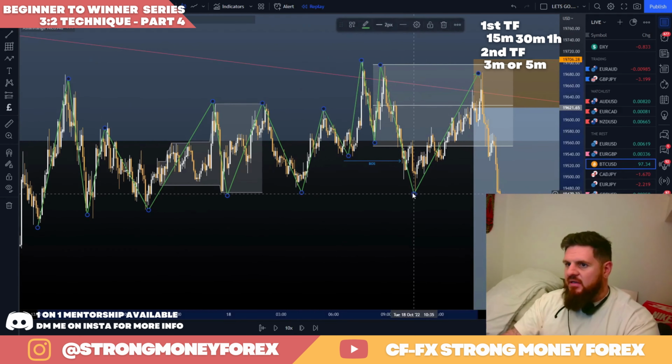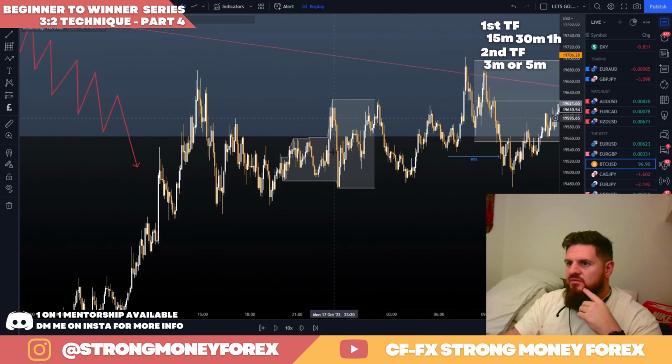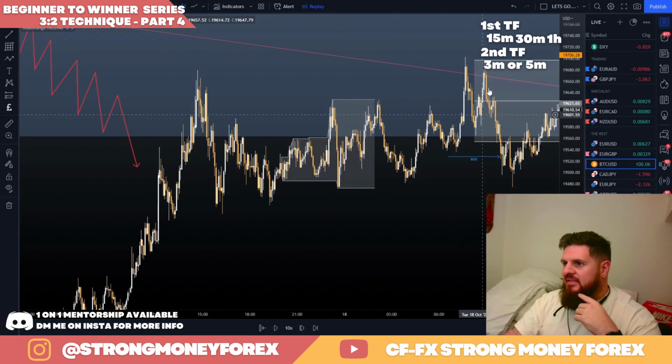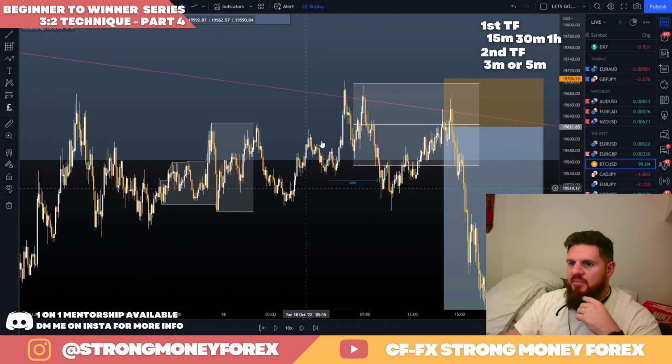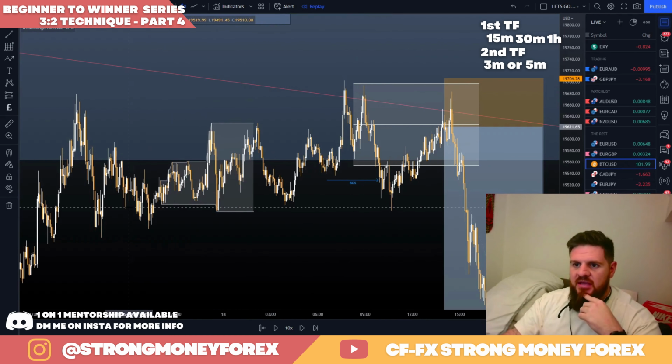Okay, let's get rid of this line. So the moves down are impulsive. They leave imbalances behind, whereas the moves up, they're becoming more and more corrective. The time it takes for price to get from here to here is a lot quicker than it took to get from here to here. Same thing. The time it took for price to get from here to here was a lot slower than it took for price to get from here to here.